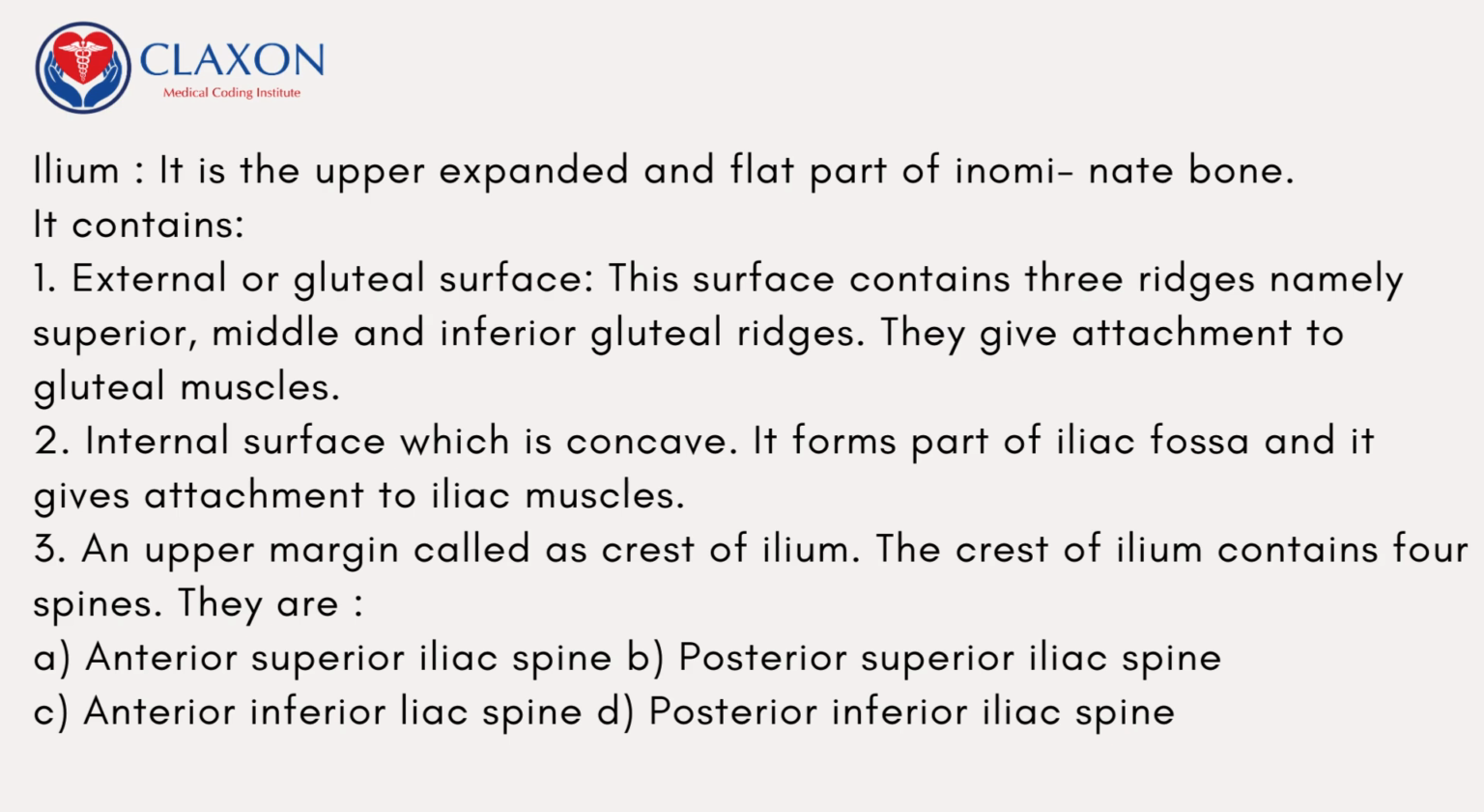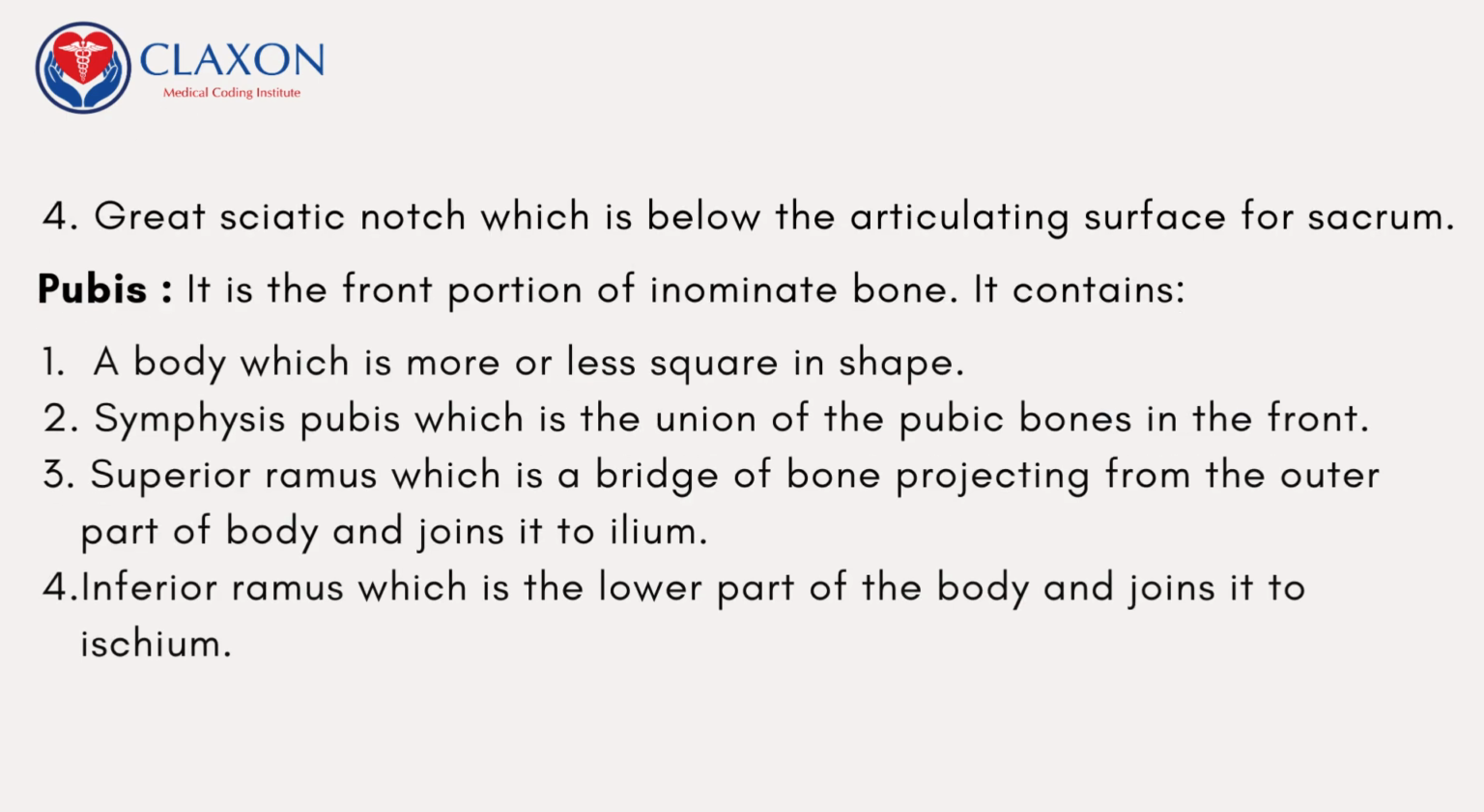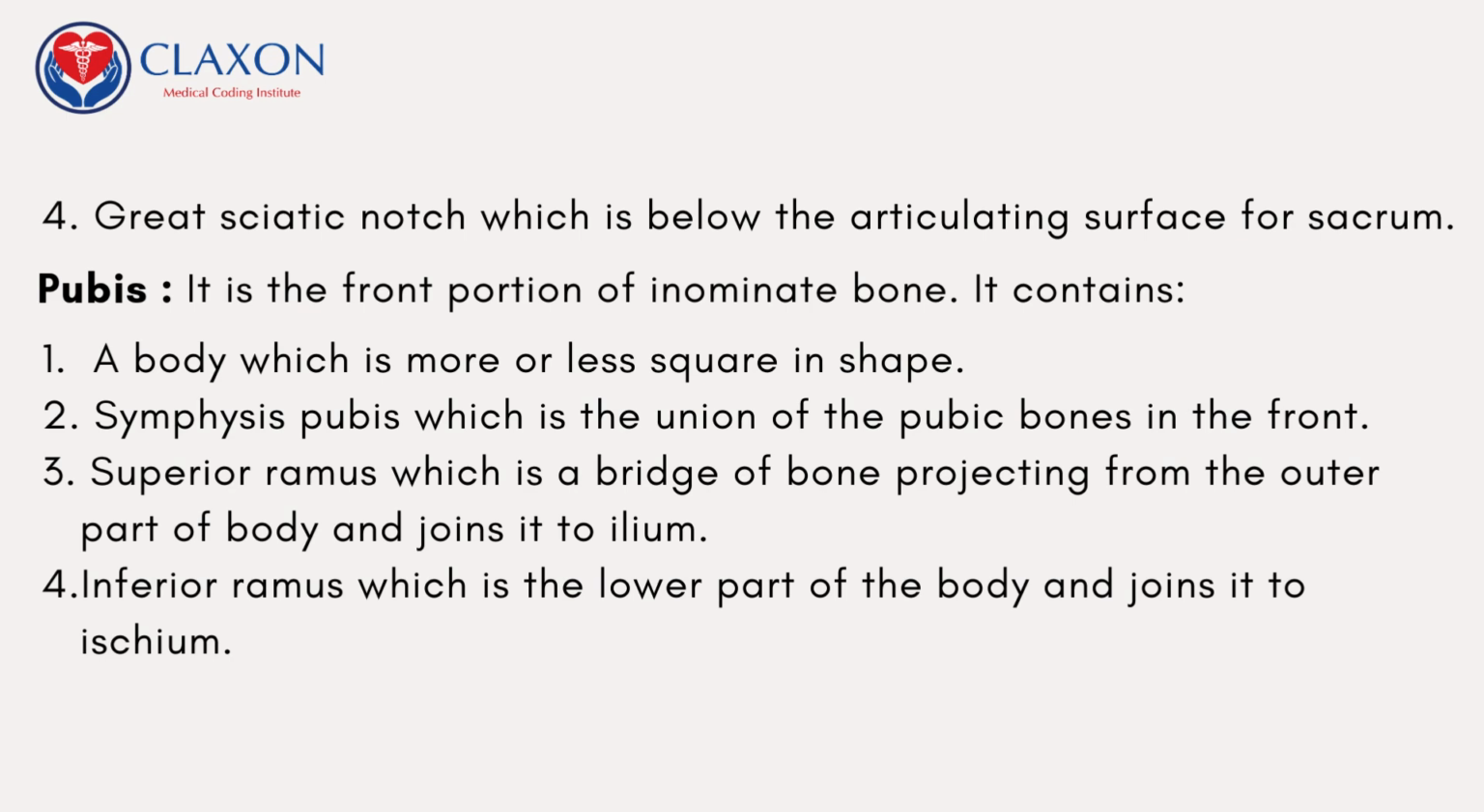3. An upper margin called the crest of ilium. The crest of ilium contains 4 spines. They are: A. Anterior superior iliac spine. B. Posterior superior iliac spine. C. Anterior inferior iliac spine. D. Posterior inferior iliac spine. 4. Great sciatic notch, which is below the articulating surface for sacrum.